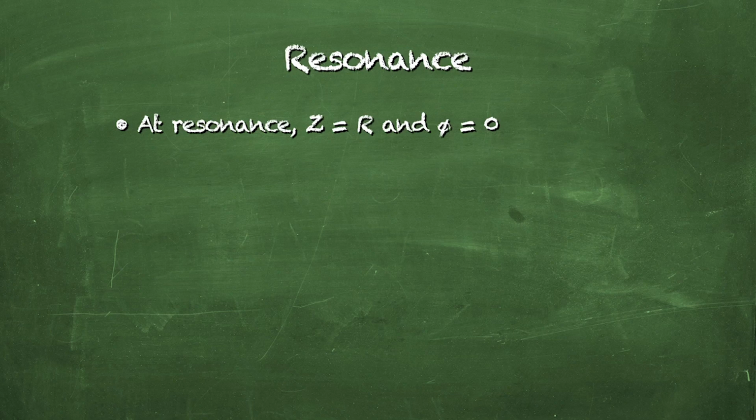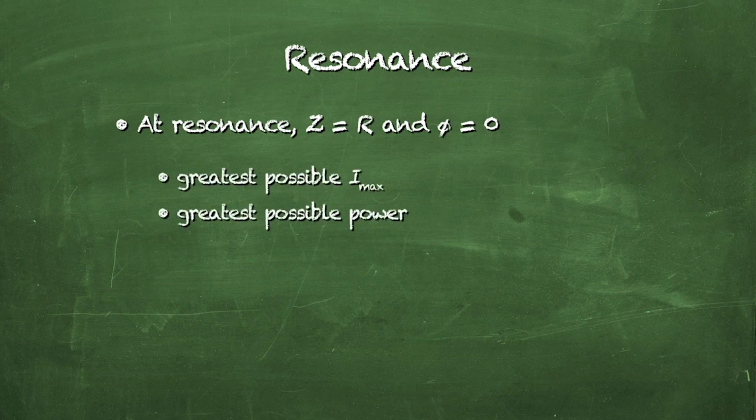So when we have Z equals R and the phase angle equal to 0, that is when we get the greatest possible current in our circuit and also the greatest possible power in our circuit. So that's what's special about the resonance. That's when we get the greatest current in the circuit and the greatest power. And for a given inductor and a given capacitor, there is always a single resonant frequency.